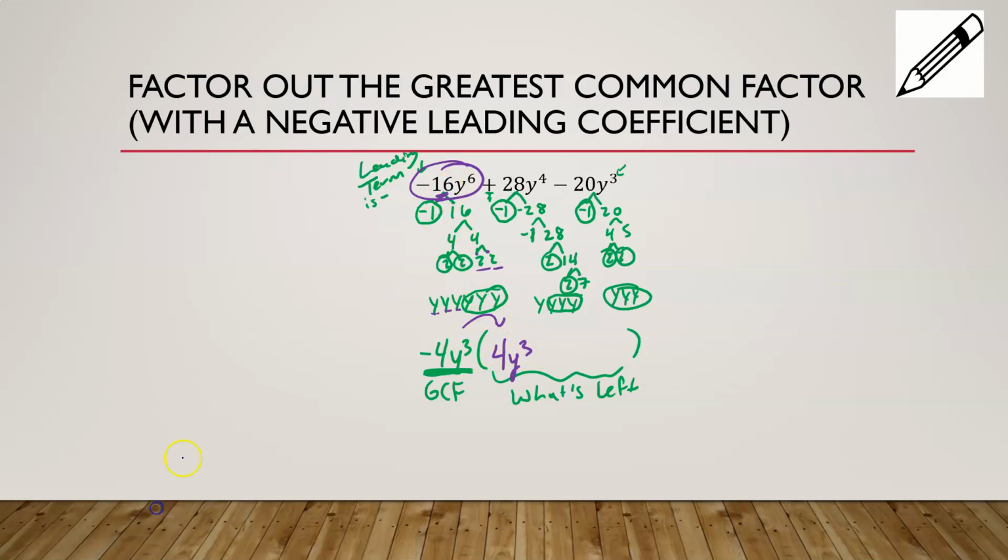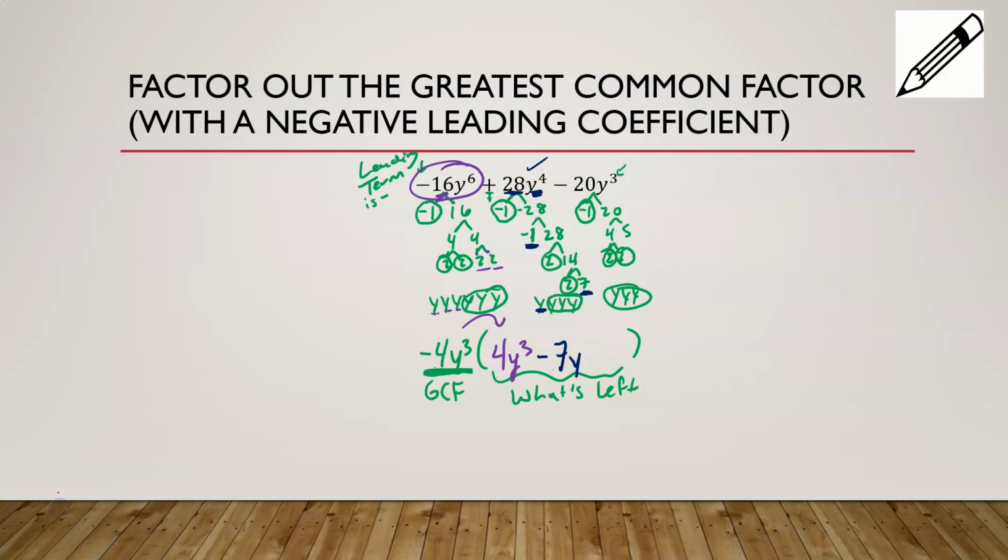So that one's good. The second one, I see a negative 1 times a 7. So I get minus 7, and there's only one y. So minus 7y. Again, a quick check. Negative 4 times negative 7 is 28. Y cubed times y is y to the 4th. Check.